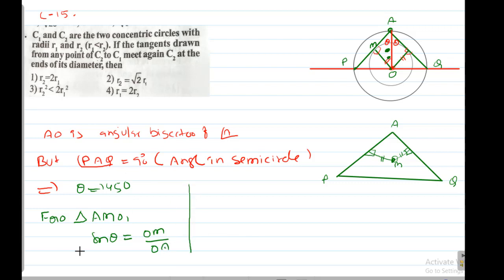Okay students, so what happened here? Theta means 45 degrees, sin 45 degrees is equal to OM, meaning small r1, by OA, meaning the radius of the bigger circle, that is r2. So 1 by root 2 equals r1 by r2. Or in other words I can say that r2 equals root 2 r1. This is the relationship between r1 and r2. r2 equals root 2 r1. So option 2 is correct.